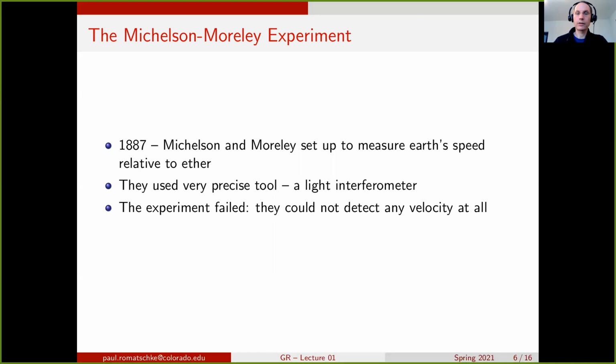The upshot of the experiment was that it failed. They couldn't detect any velocity at all, and this really was a shock to the physics community. There were some contortions where people were trying to come up with conspiracy theories, how it's possible that some kind of demon masked the velocity of the Earth through some technical mechanism. And really, for a few years after the experiment, there was a turmoil in the physics community.